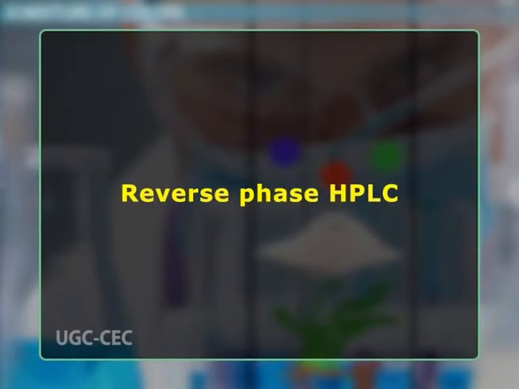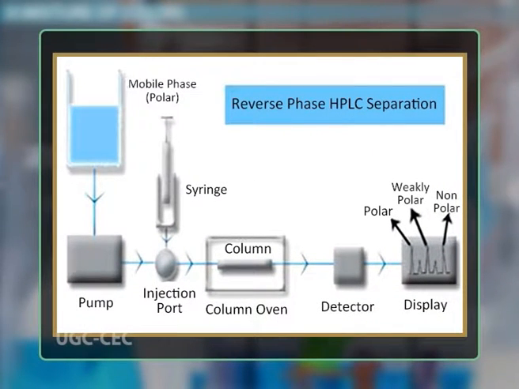Number 2 is reverse phase HPLC. The stationary phase is non-polar, that is hydrophobic in nature, while the mobile phase is a polar liquid, such as mixtures of water and methanol or acetonitrile. It works on the principle of hydrophobic interactions, hence the more non-polar the material is, the longer it will be retained. Size exclusion HPLC is another type.